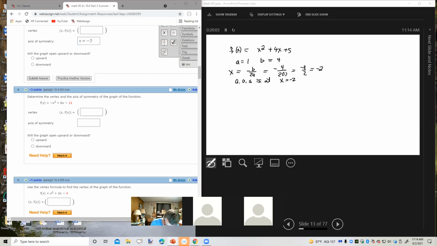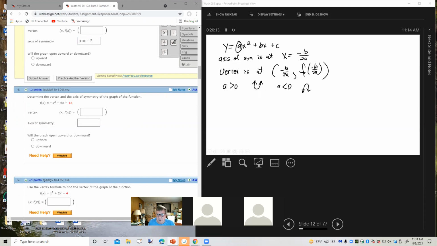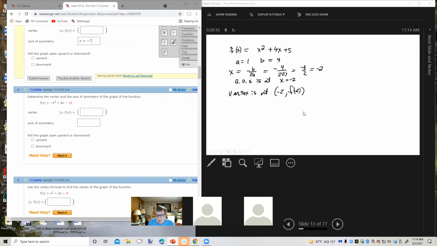Now, the vertex is at negative 2, comma, f of negative 2. Okay, this is like that notation I used here. What is f of negative 2? Let's see, f of negative 2 is negative 2 the quantity squared plus 4 times negative 2 plus 5.